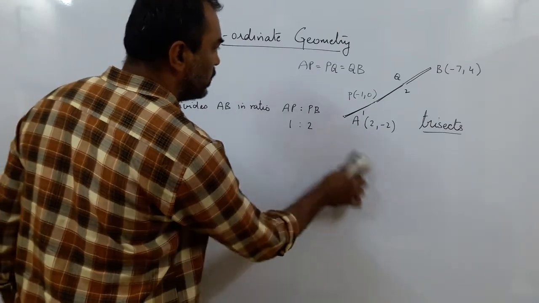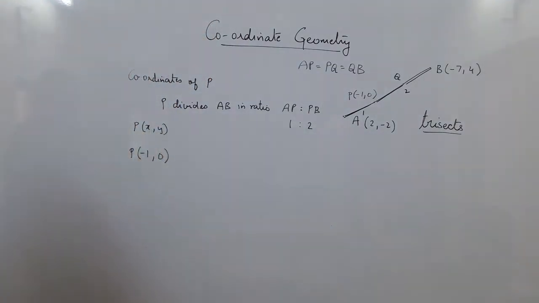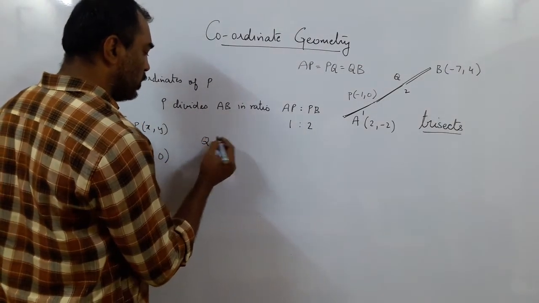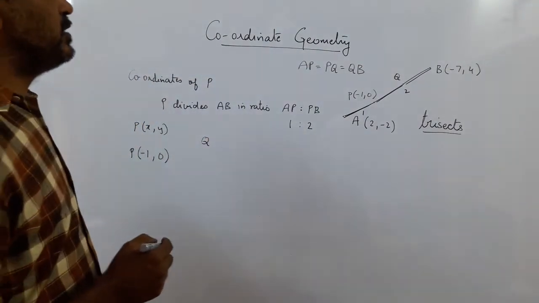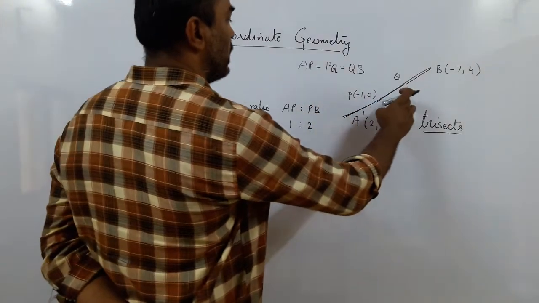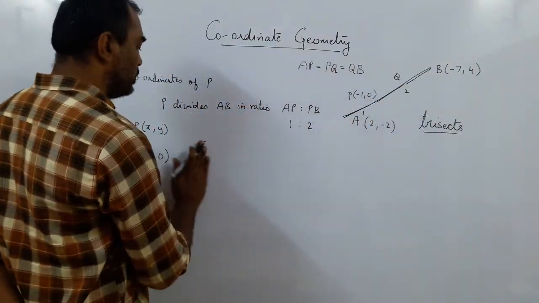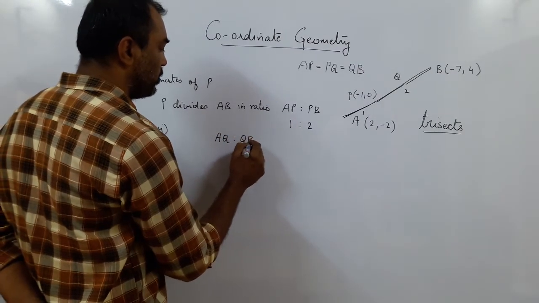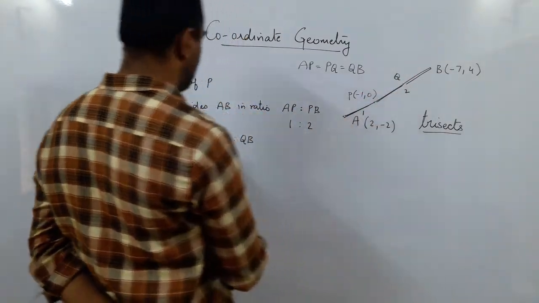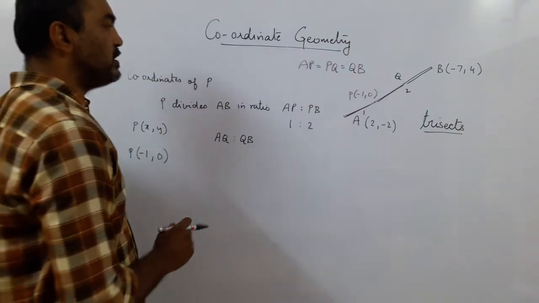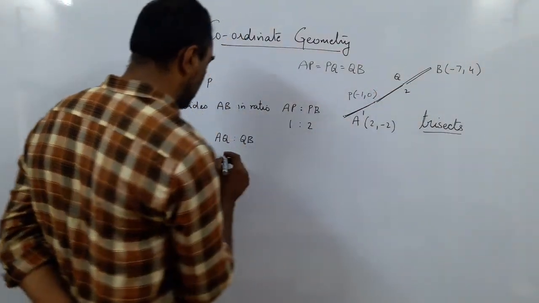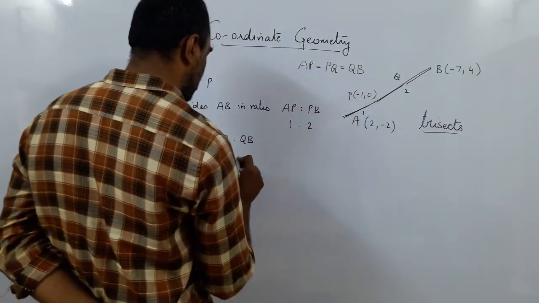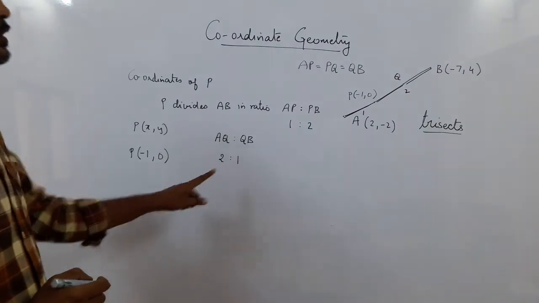Now Q can be found in two different ways. To find the coordinates of Q, you can have two different ways. Which two different ways? Now when Q divides AB, the ratio becomes AQ is to QB. What is AQ? Two parts. And what is QB? QB is one part. So Q divides AB in the ratio 2 is to 1.